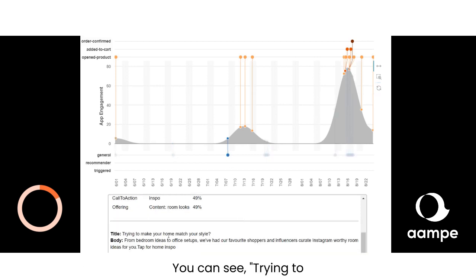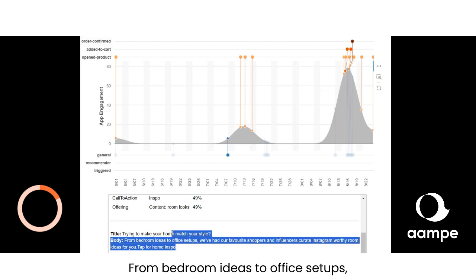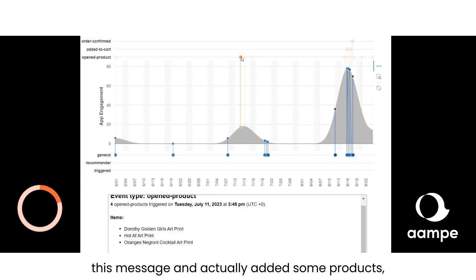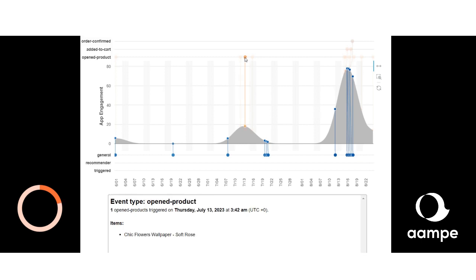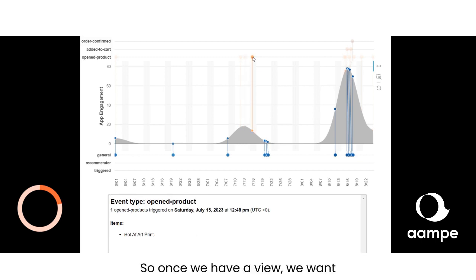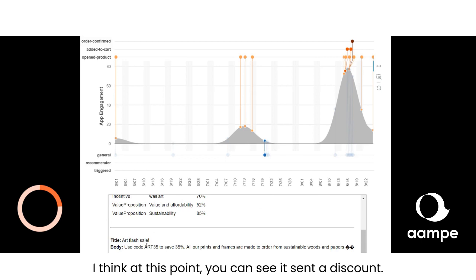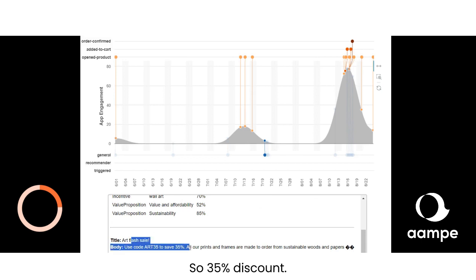You can see, "I'm trying to make your home match your style, from bedroom ideas to office setups. We've had your favorite shoppers and influencers curate Instagram worthy room ideas for you." Okay, so this user may have clicked this message and actually added some products, viewed some products at this point. So once we have a view, we want to encourage that to become a sale, right? So our model will attempt to send different things. I think at this point you can see it sent a discount, so a 35% discount.